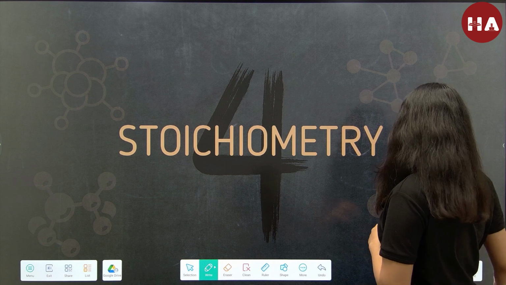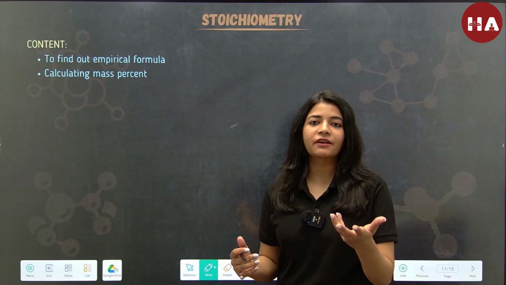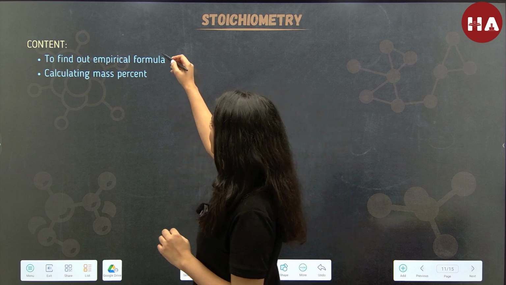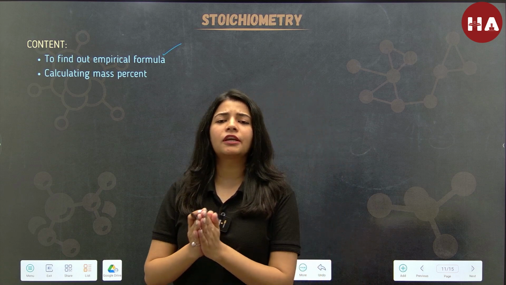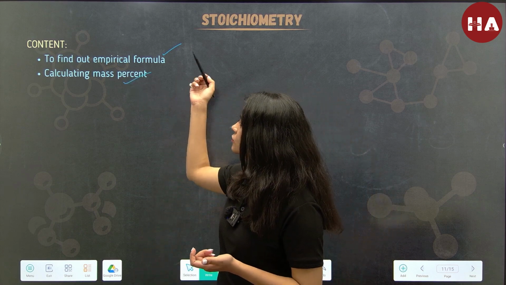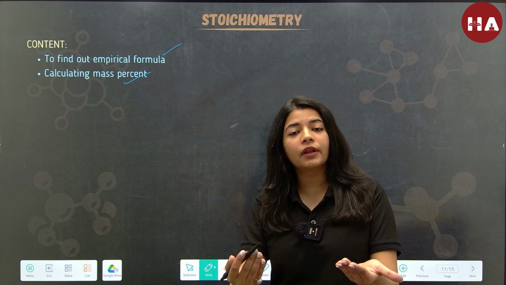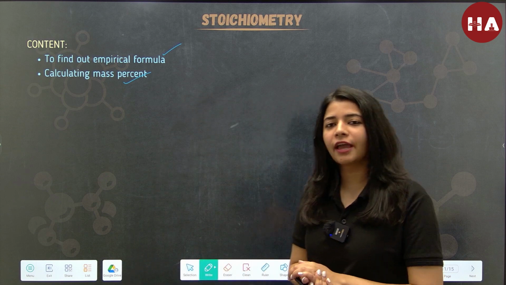So let's quickly begin. Before we dive into this video, let's first understand what topics we are going to talk about. First, we are going to find out how we calculate the empirical formula if the percentages of elements are given to you in any formula. Next, we will try to calculate how to find the mass percent. So let's quickly dive into it.